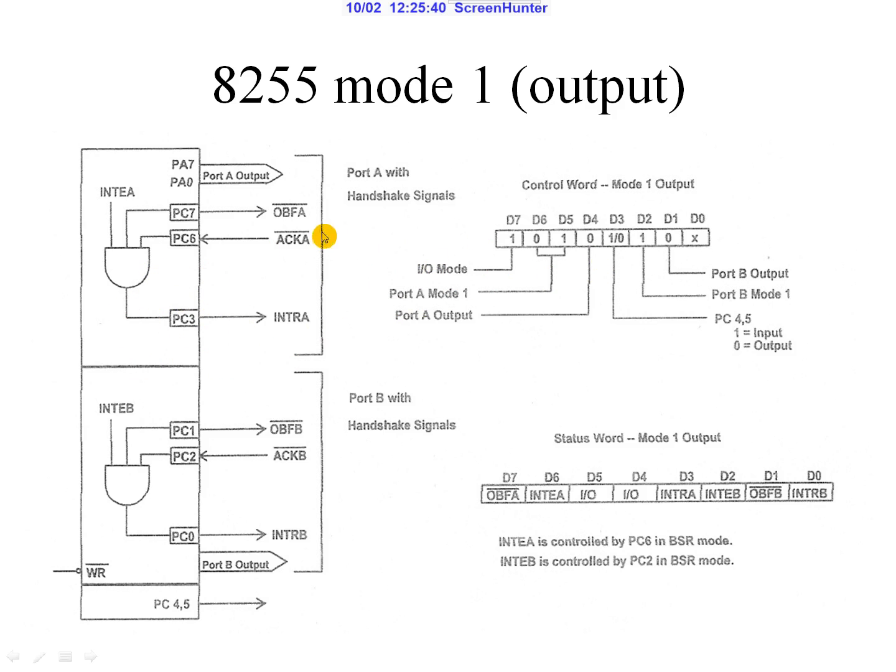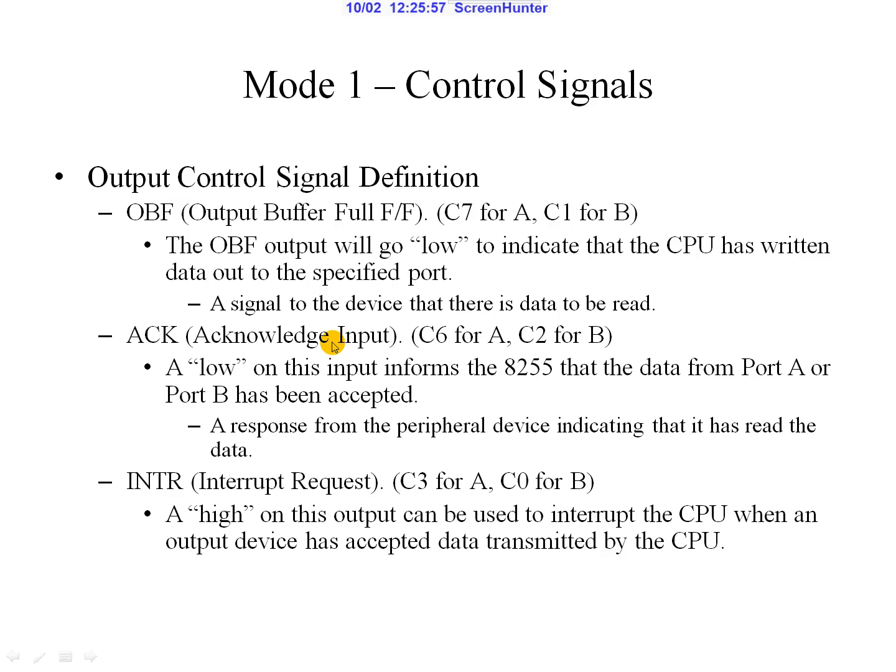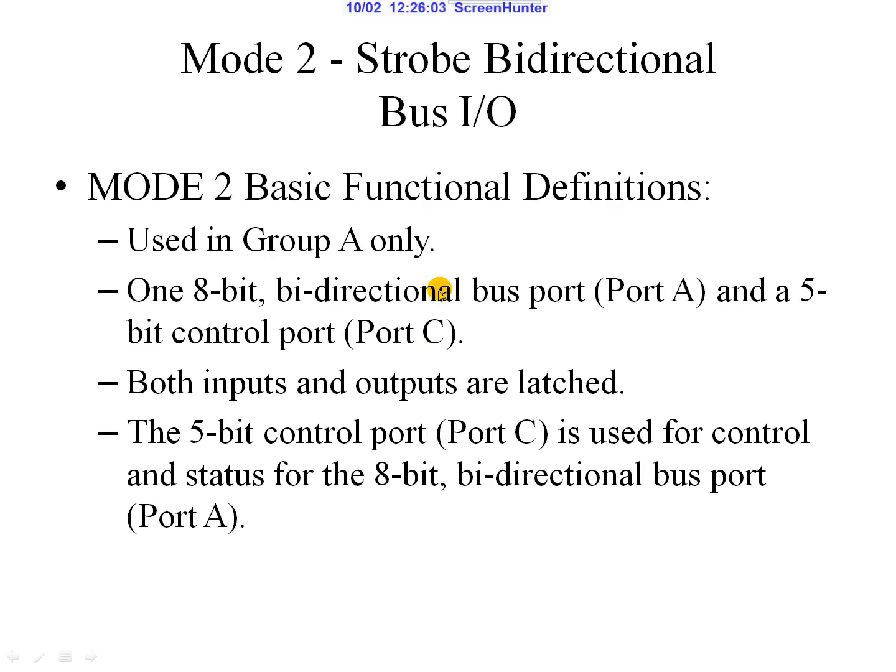Acknowledgement and interrupt request. Whenever we give the interrupt request, that particular device has to give the acknowledgement through the PC6 and PC2 pins. So by acknowledging, the data bus is given as the output for that particular device. So here the control signals are given.